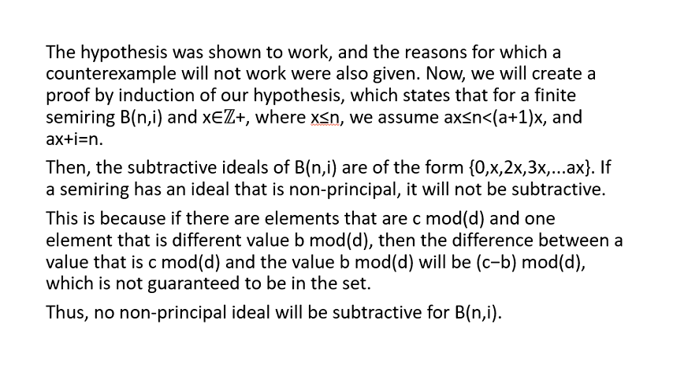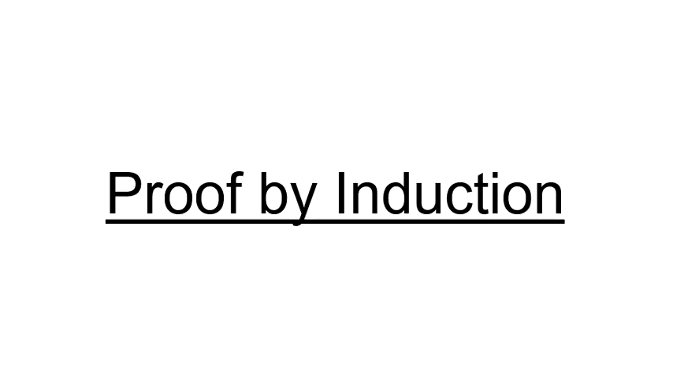Now we're going to create a proof by induction of our hypothesis. Our hypothesis states that for a finite semiring B sub n comma I, x is an element of the positive integers, where x is less than or equal to n. We assume ax is less than or equal to n, which is less than (a plus 1) times x, and ax plus I equals n. Then the subtractive ideals of B sub n comma I are of the form 0, x, 2x, 3x, up to ax. If a semiring has an ideal that is non-principal, it will not be subtractive. So now we will examine the proof by induction.